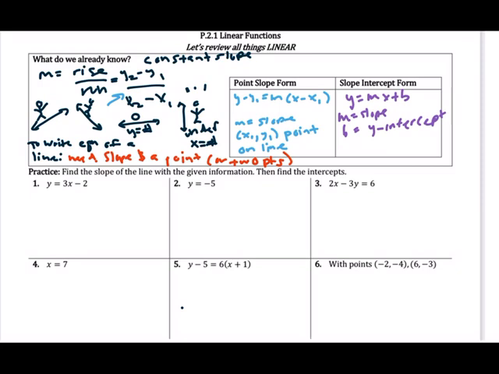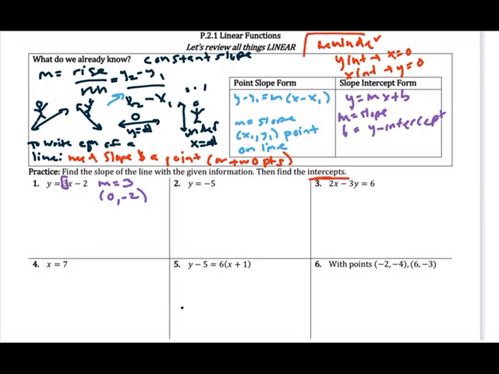So let's recap finding the slope a little bit, and then let's work on finding the intercepts of these 6 problems below. Okay, number 1 is currently in slope-intercept form. It's in the form y equals mx plus b, so I can identify what my slope is. My slope is that number here, 3. I can also identify my y-intercept, which is the point (0, -2).